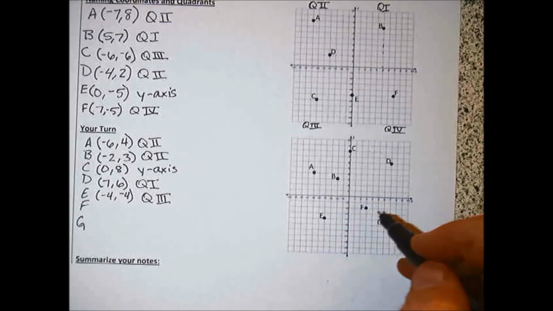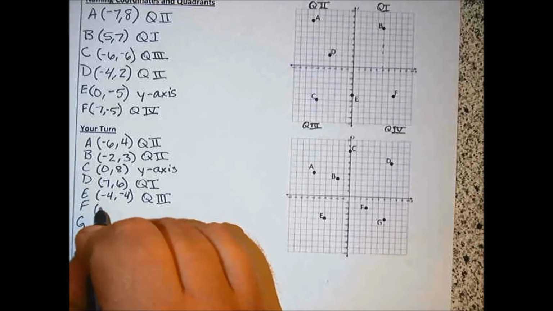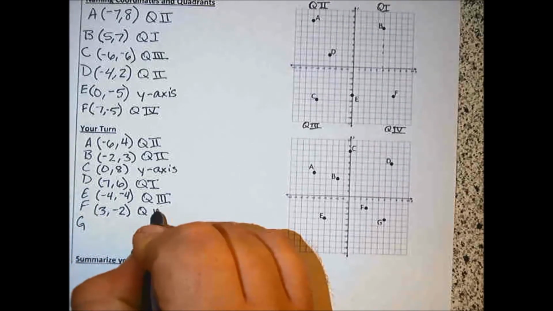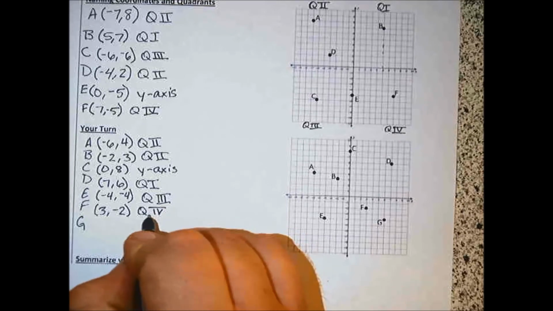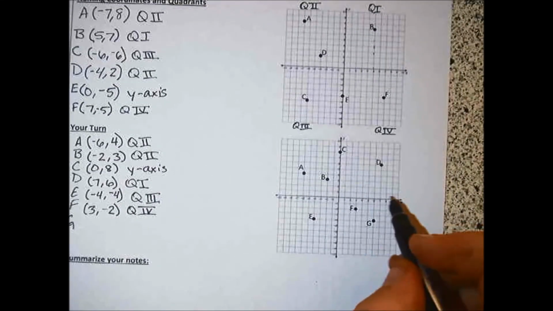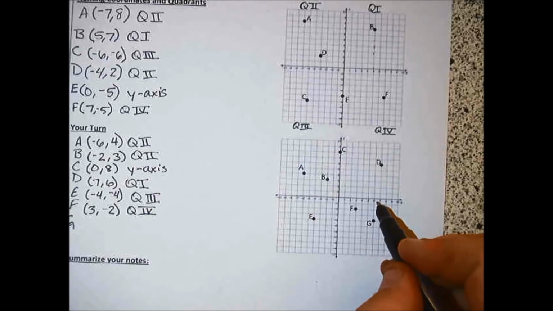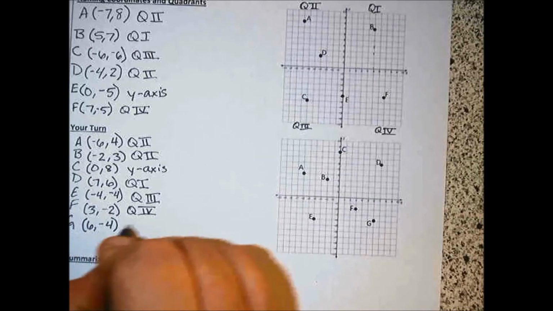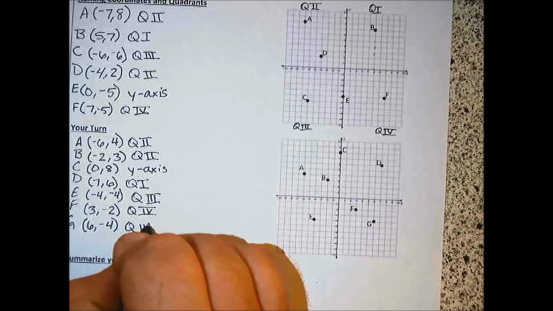F is at +3, -2. So 3, -2. And that's in quadrant 4. IV. And G looks like it's at +6, -4. And that's also in quadrant 4.